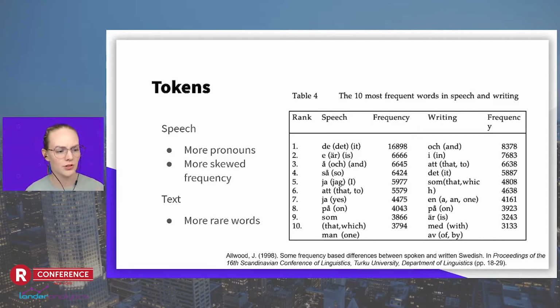And they sort of demonstrate some general patterns of differences between text and speech. So speech tends to have more pronouns: I, me, we, you, us. Those are the English examples. And also a more skewed frequency. So people will say frequent things more frequently in speech than they will in text. And also text tends to have more rare words. So there's a pretty big difference in the distribution of tokens between speech and text.